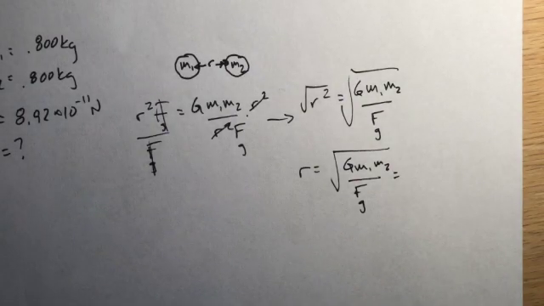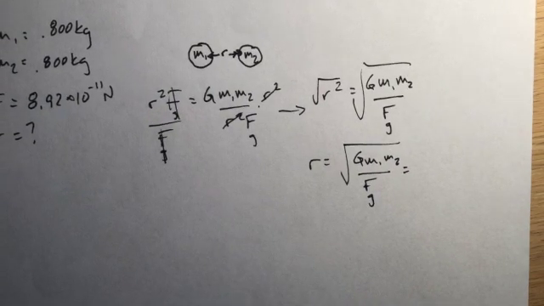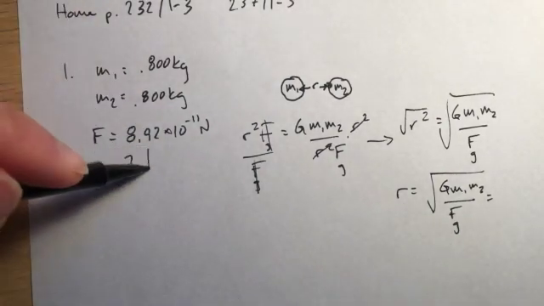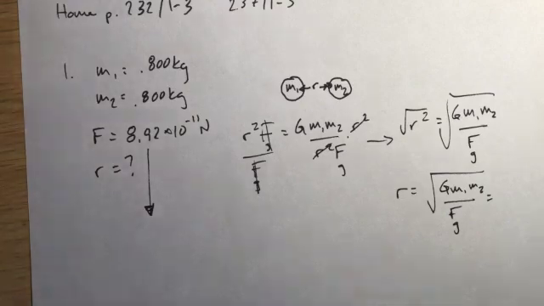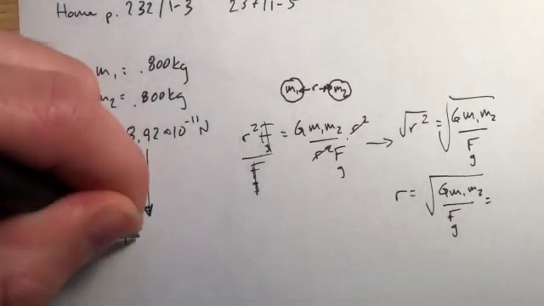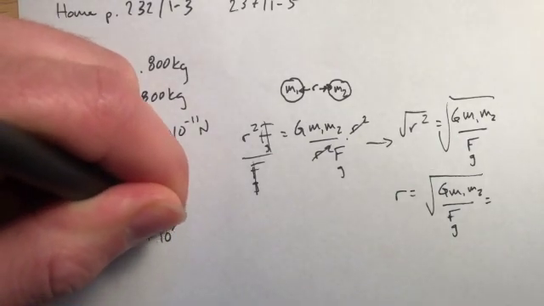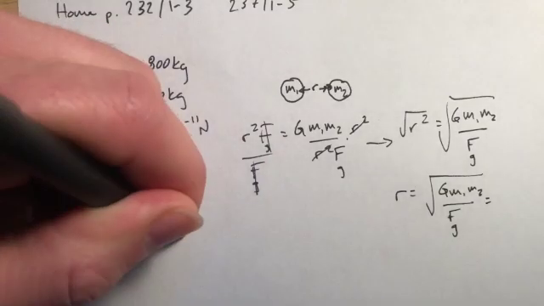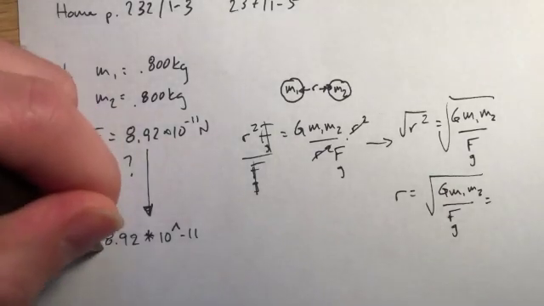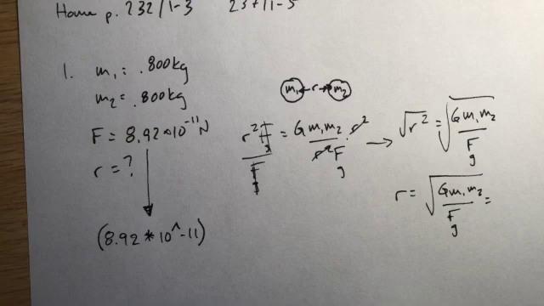Now, one of the things I mentioned in class was how you enter these numbers into your calculator. If I'm entering a number like this into my calculator, I can do it in one of two ways. I can type in 8.92, then I hit the times button, and then I hit 10, and then I hit the caret button, and then I put in -11. If you do it this way, you have to make sure that you put parentheses around that so that the calculator understands that that is one number.